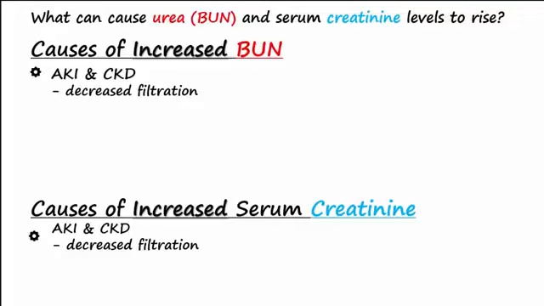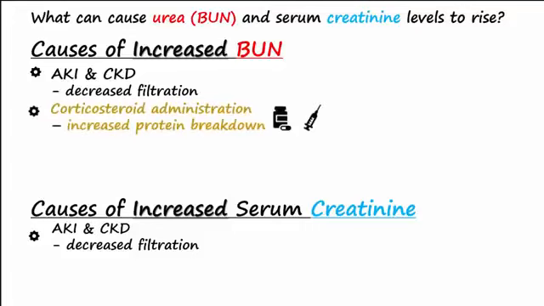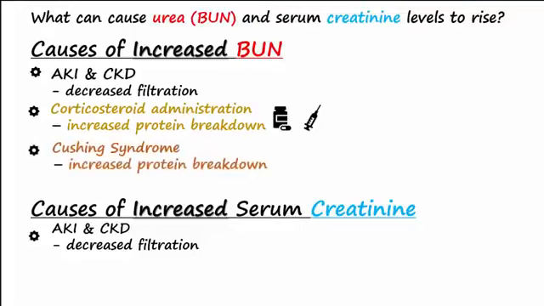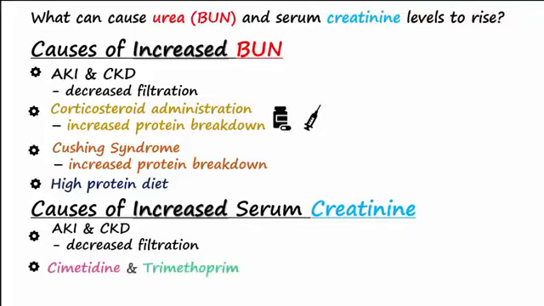Remember that urea comes from the breakdown of proteins, so anything that increases protein breakdown will also increase BUN. Exogenous corticosteroid administration can cause protein wasting, and elevated corticosteroid levels with conditions like Cushing syndrome will lead to more protein breakdown. A diet high in protein can increase BUN. 2 drugs, cimetidine and trimethoprim, can increase serum levels of creatinine.